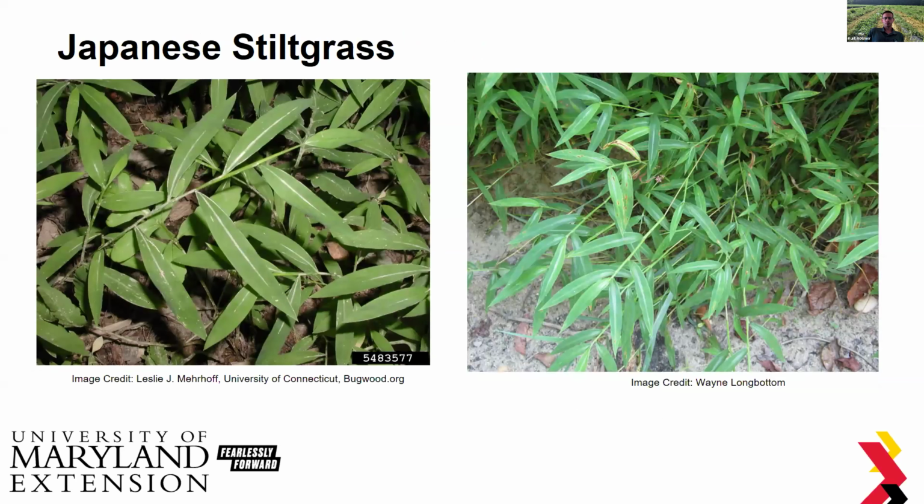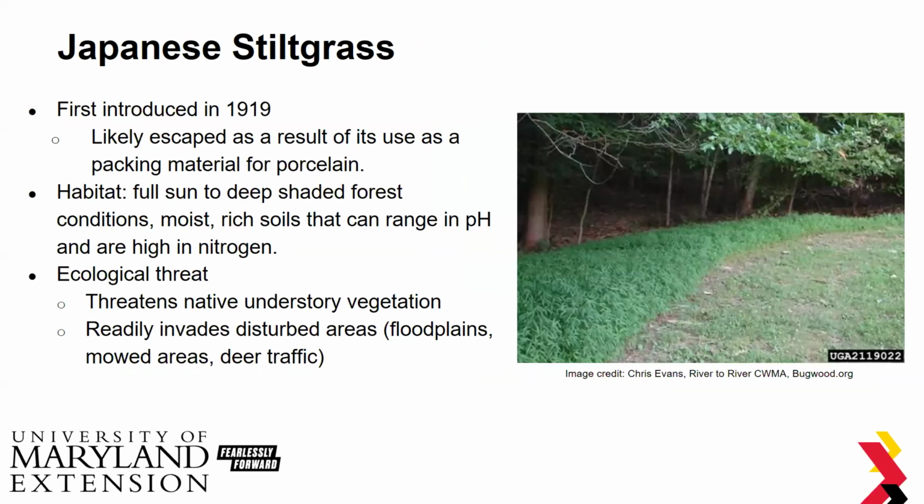Japanese stiltgrass. Many of you may have seen this on hikes, or there's a strong chance that it's starting to invade your lawns. Japanese stiltgrass was first introduced in this country about 1919, and it's likely escaped. It was introduced primarily as a packing material for porcelain and other fragile items.